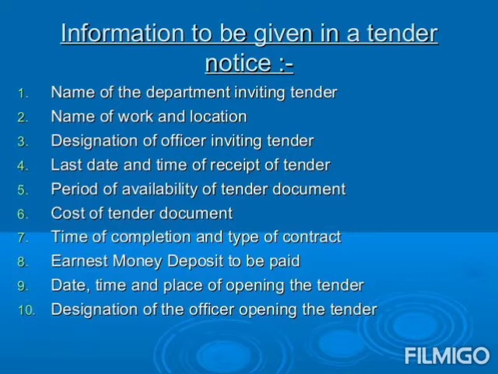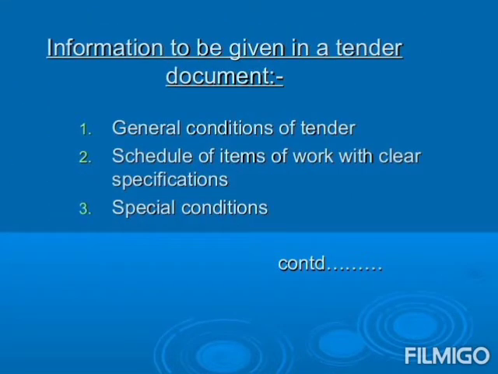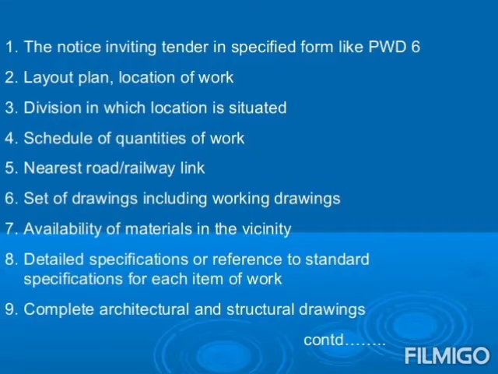Information to be given in a tender document. First, general conditions of tender. Second, schedule of items of work with clear specifications. Third, special conditions. Point number one, the notice inviting tender in specified form like PWD6. Point number two, layout plan and the location of the work. Point number three, division in which location is situated. Number four, schedule of quantities of the particular work.